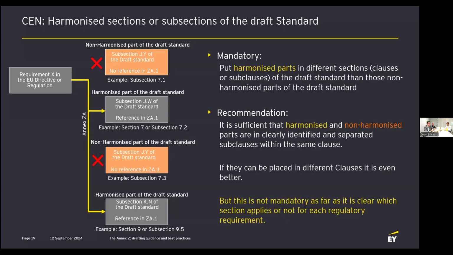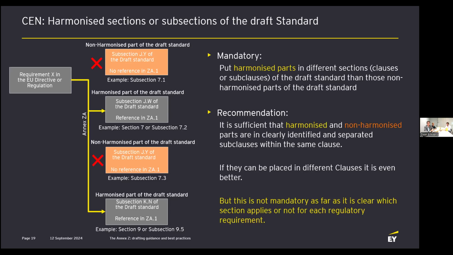Okay, how do you do it? Well, maybe just by putting a number 3.2. So let's think that the section is section 3. You put 3.2, this is the harmonized part, and then 3.1 is the non-harmonized part. So then when we refer to it in the Annex ZA, it's very clear which subsection we are referring to when we are addressing the essential requirement 4.7, for example. So this is mandatory. Separating the harmonized and the non-harmonized part is mandatory.